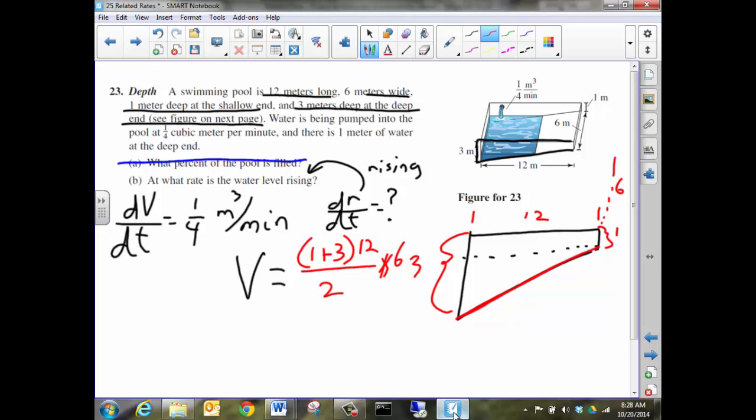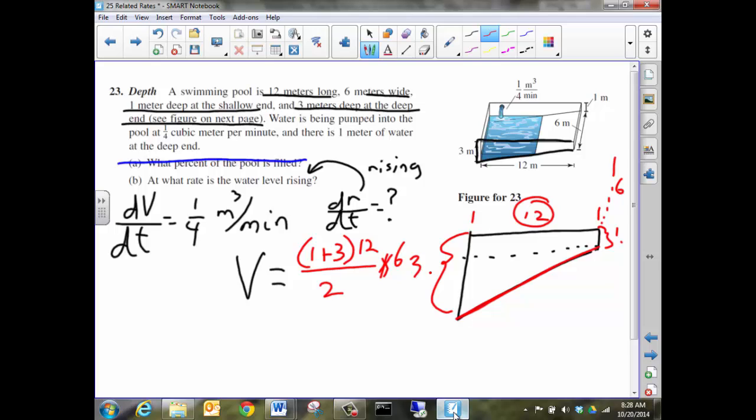Truncated triangle, almost. It's called a trapezoid. The area of a trapezoid is B1 plus B2, these two parallel sides, times the height, the distance between them, divided by 2. B1 here plus B2 here times the height here divided by 2.